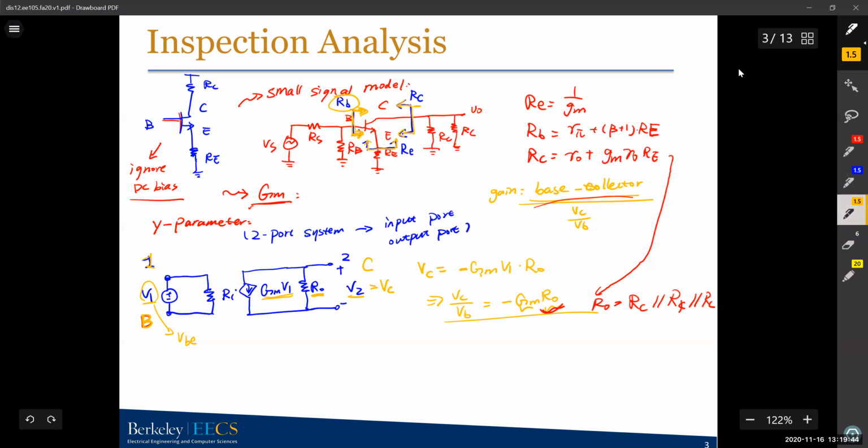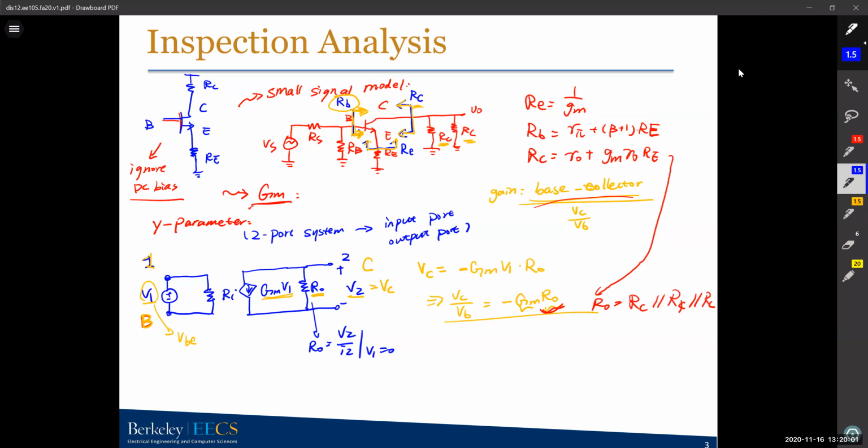So let's take a look here. So you have RC, R capital C, and RL. These 3 are in parallel. So your RO, definition for RO here is V2 over I2 when V1 equals 0. Basically, the output resistance. The output resistance is just R small c in parallel with R capital C in parallel with RL. That's your RO.